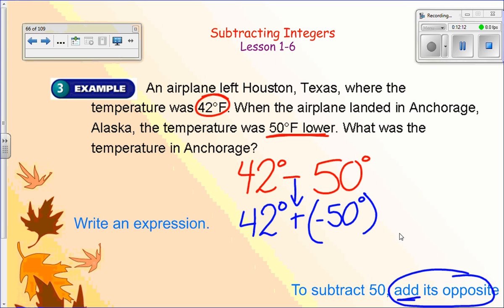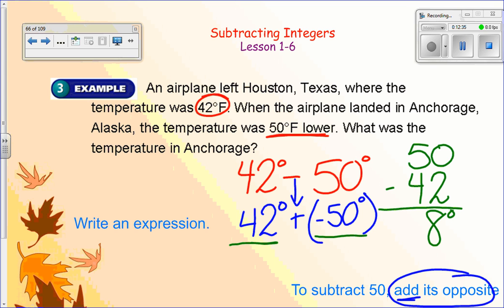Well, again, if you take a look, we have a positive 42 and a negative 50. If there's no sign in front of a number, that means it's automatically positive. The only time it's negative is if it has that negative sign in front. So I'm dealing with 42 and negative 50. They're different signs, so I end up subtracting them. I subtract 50 minus 42, and I get 8 degrees. Now again, I take a look. 50 was on top because it was a bigger number, and 50 was negative. So my answer here is negative 8 degrees. So in Alaska, it was negative 8 degrees on that day.